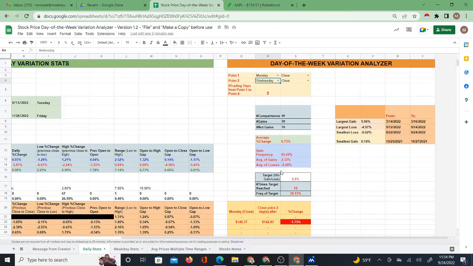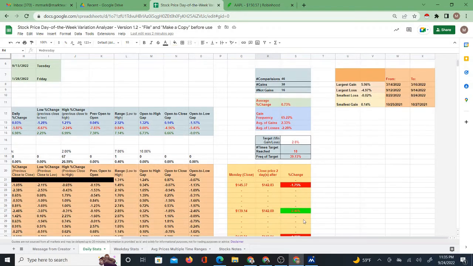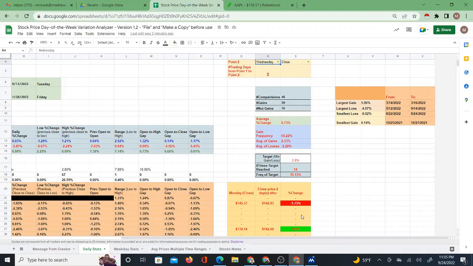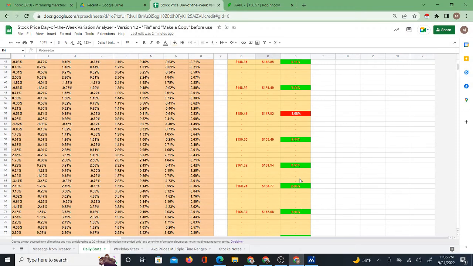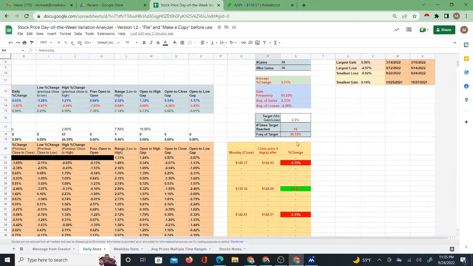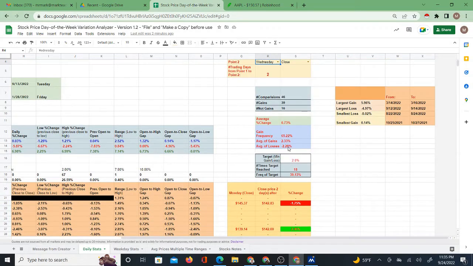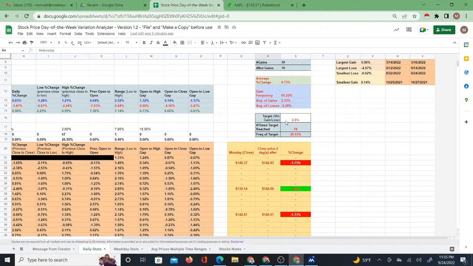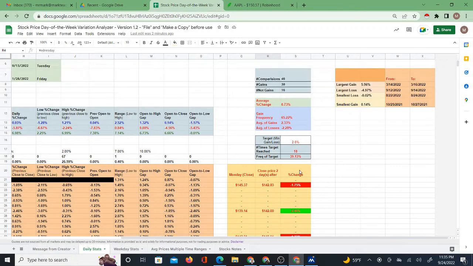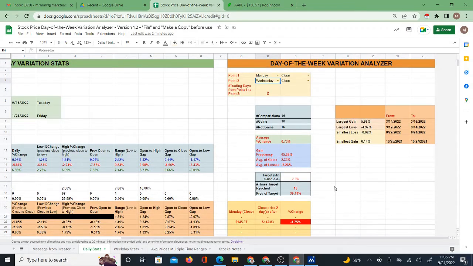And then there are some other stats such as the average of these different changes and the gain frequency, how often they were positive. We see that they were positive the majority of the time, 65% of the time. We also have the average of the gains, and on average how much it lost, the average of losses. Again, this is just a brief overview. I can go over more detail in another video.